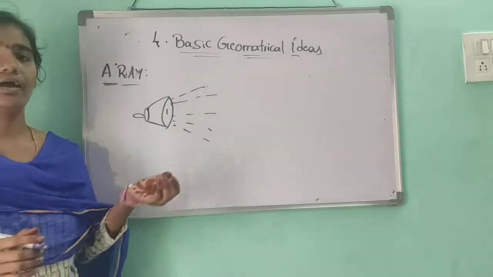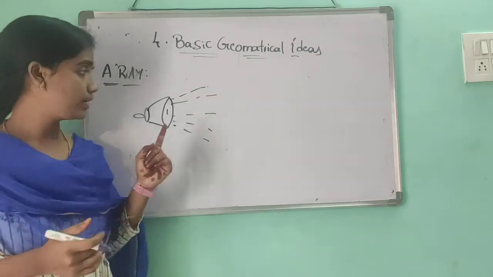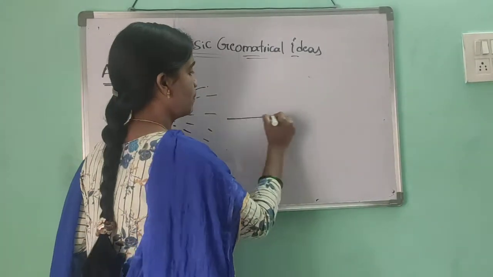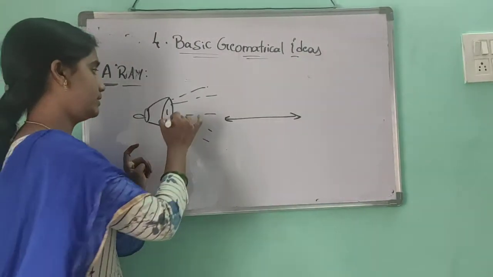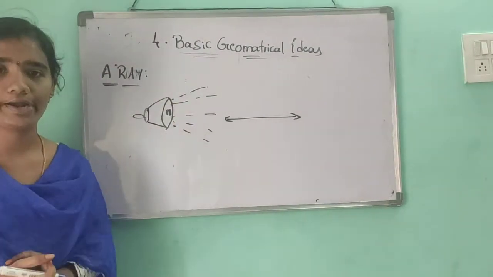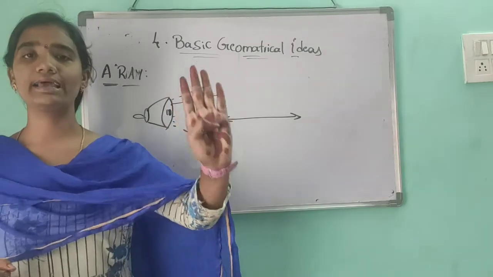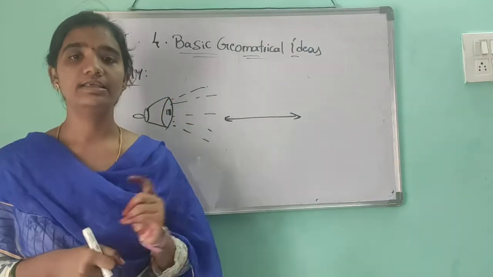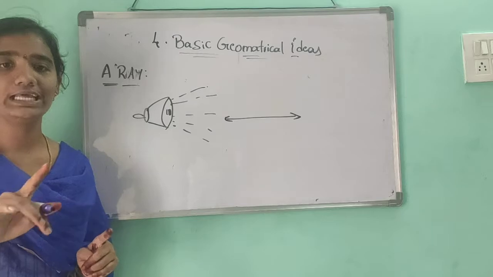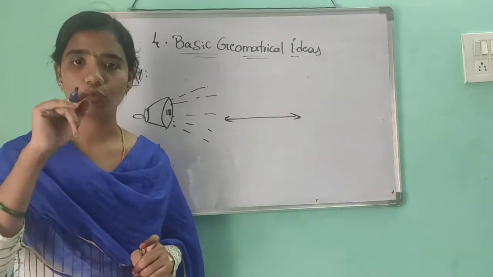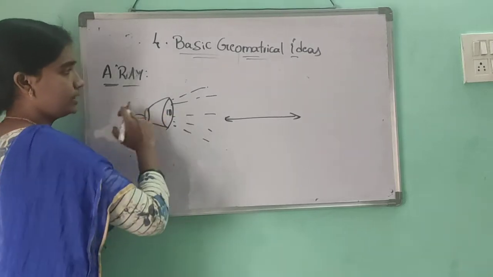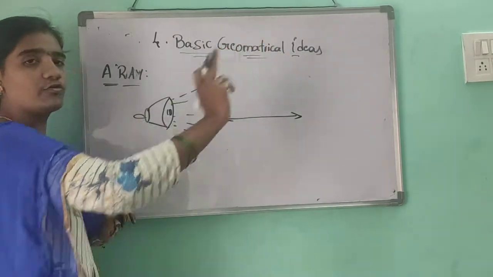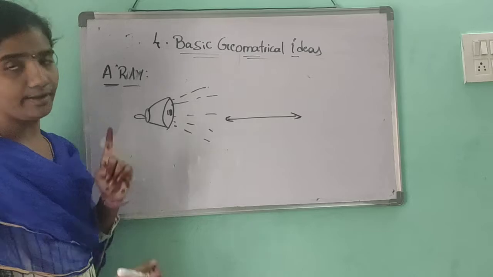What is a ray? A ray is a portion of a line. It begins at a point and goes on endlessly in a specific direction. This ray has only one end point. It has only one direction, and it ends at one point. So this is the ray.